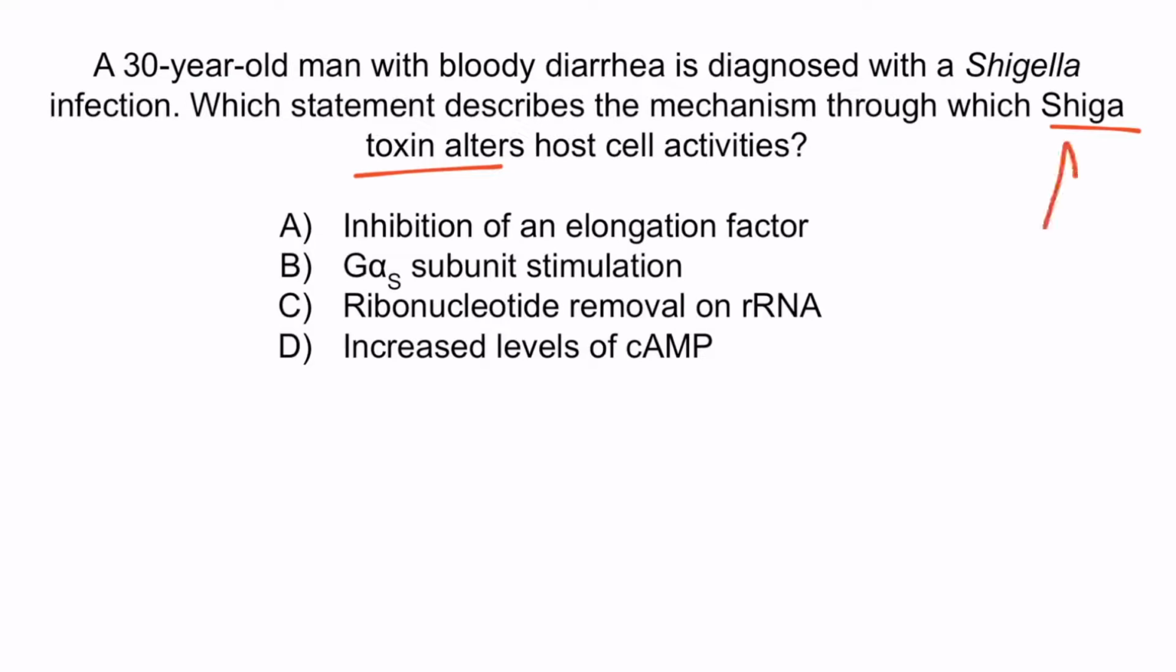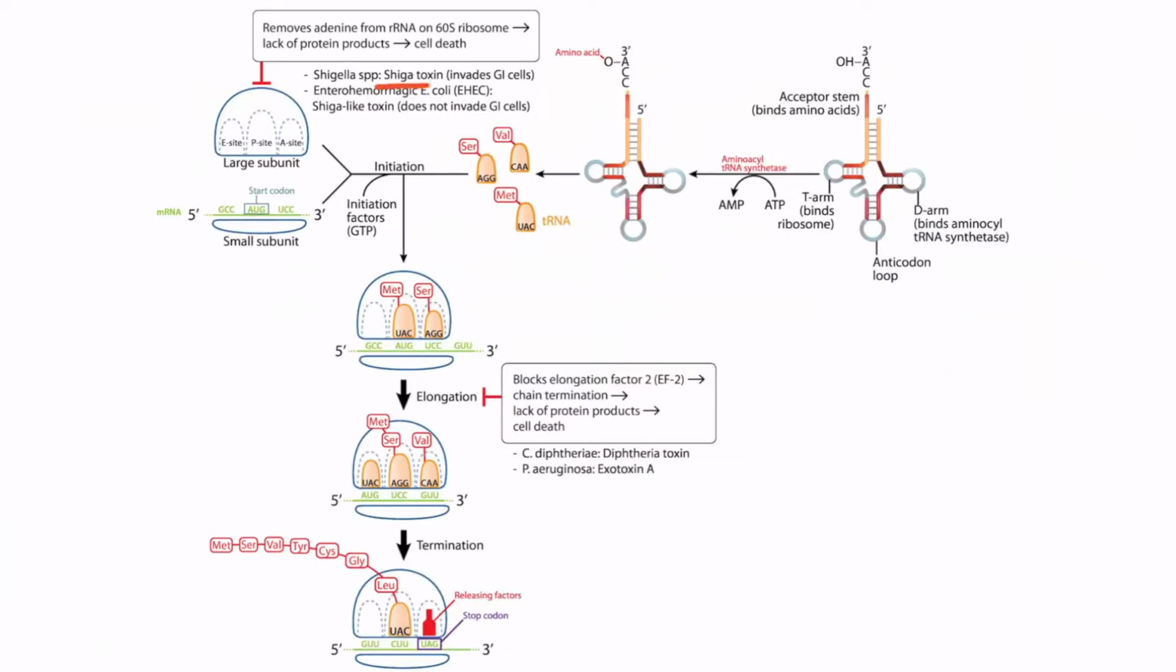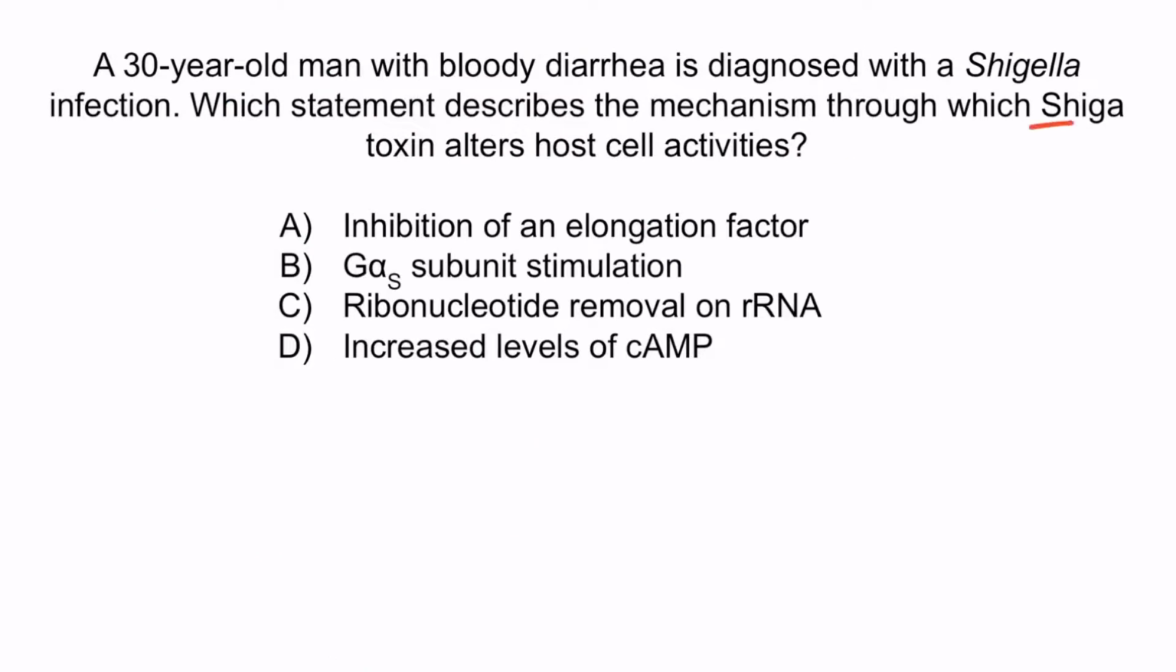Now, shigatoxin acts by disrupting protein synthesis. And recall there are 4 exotoxins with a similar mechanism. Shigatoxin and shiga-like toxin attack the ribosomal subunit by removing rRNA on the 60S ribosome. And the other 2 toxins which inhibit protein synthesis are the diphtheria toxin and exotoxin A of Pseudomonas. In any case, we know the shigatoxin mechanism, which makes choice C the correct answer, ribonucleotide removal on rRNA.